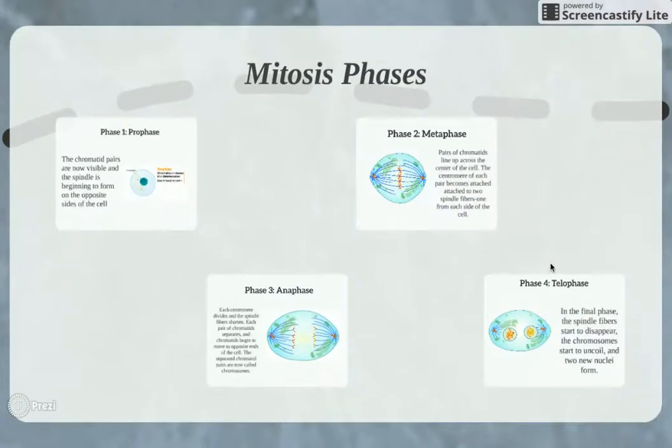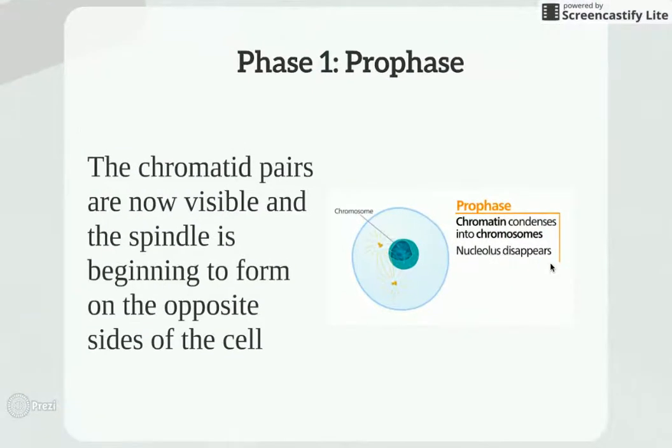There are 4 phases of mitosis. The first phase of mitosis is prophase. During prophase, the chromatid pairs are visible in the cell, and the spindle is beginning to form on the opposite sides of the cell. You can see the spindle starting to form right here, and it's starting to move to opposite ends. The nucleus is also starting to disappear.